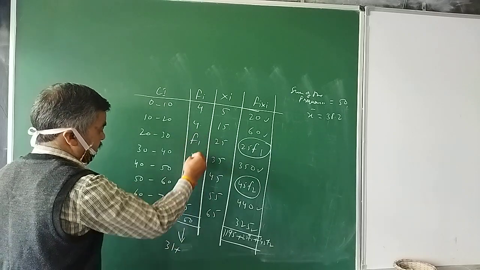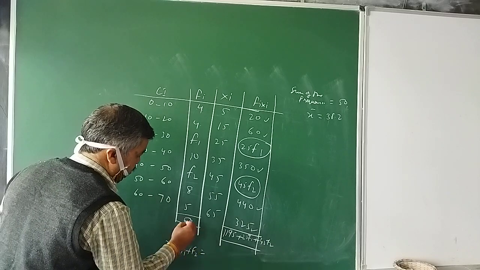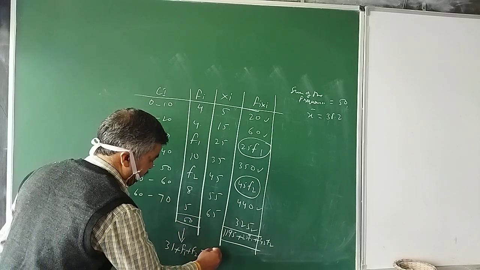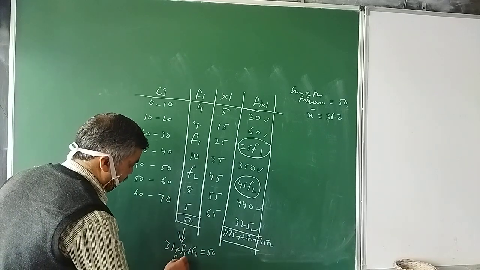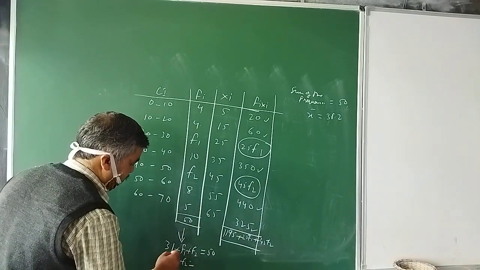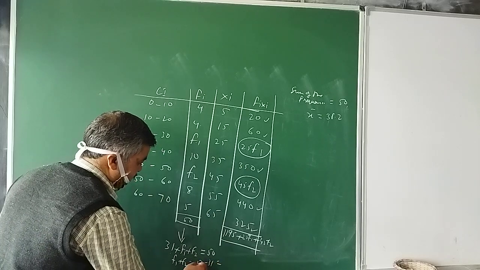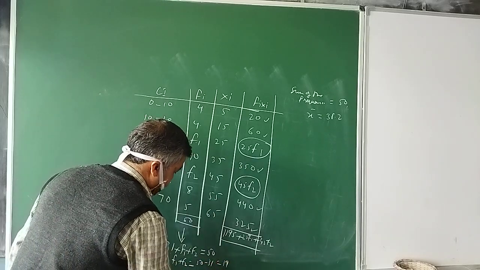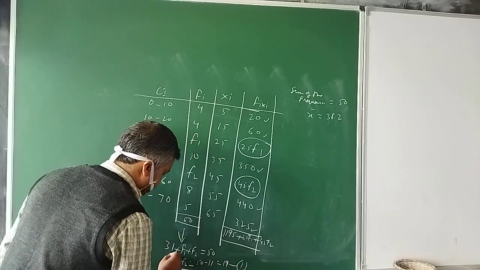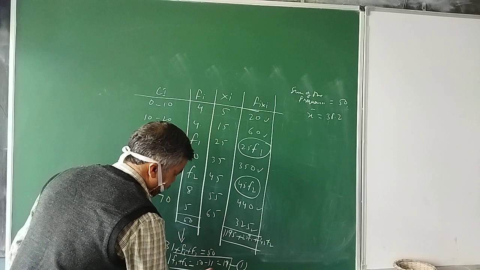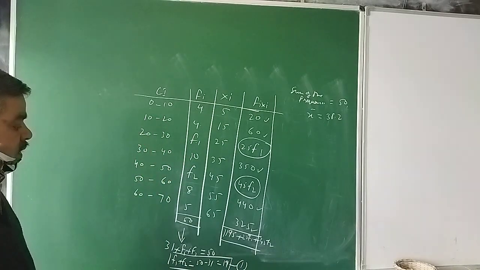31 plus F1 plus F2 is given equal to what? 50. So from here you can calculate one equation. F1 plus F2 is 50 minus 31, that is equal to 19. So this is your equation number 1: F1 plus F2 is equal to 19.